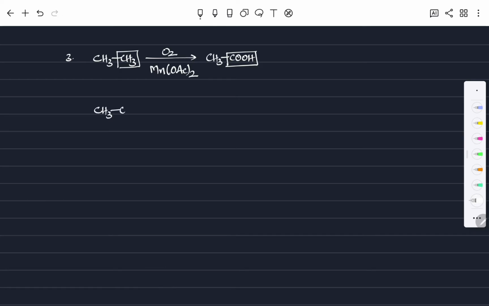Suppose propane treated with the same reagent, the propane methyl carbon converts into the corresponding propionic acid. The CH3 group converts into COOH. It is propionic acid.